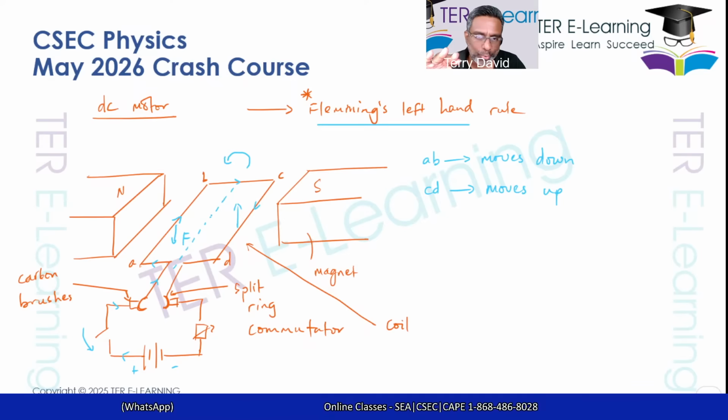So what's going to happen, the coil is going to rotate, but when it reaches vertical, because of the split ring, it's not going to make contact with the circuit anymore. The inertia of the coil is going to cause it to carry on past that gap there. And the purpose of the split ring commutator is to ensure that the coil rotates in one direction only.